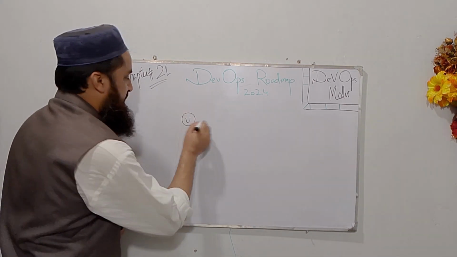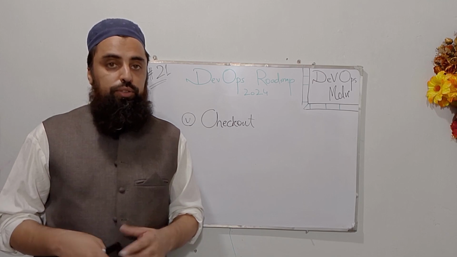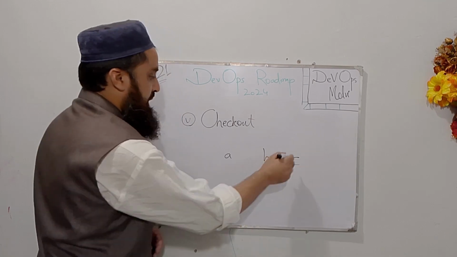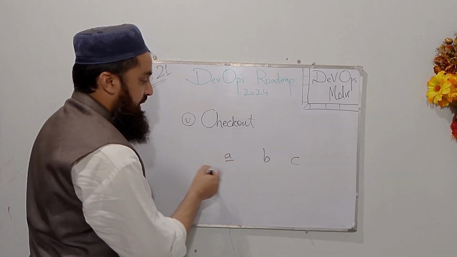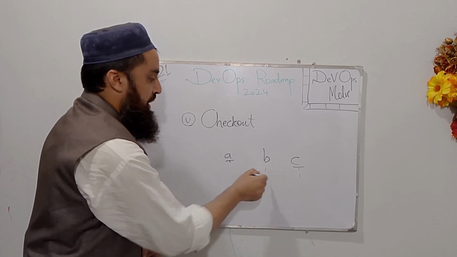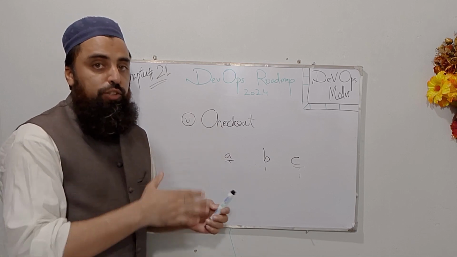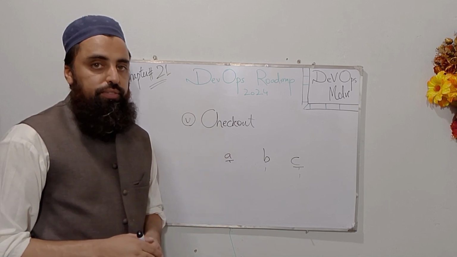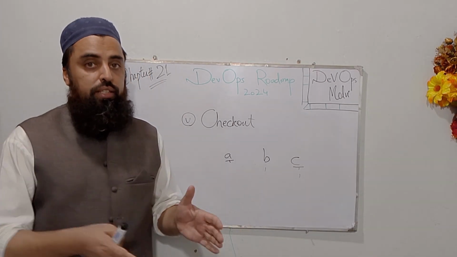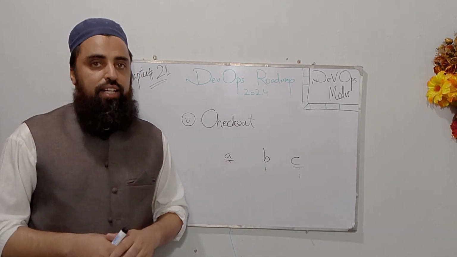Okay guys, now the fifth term is checkout. Now we know that there can be multiple branches in a single repository, and for instance, if I have three branches A, B, C, and I am at branch A, but I want to switch from branch A to branch C or from branch C to branch B, then I can use git checkout, and it is used to switch between different branches. So if someone is talking about checkout, it means they are talking about switching between branches. I can switch from A to C, C to B using git checkout.